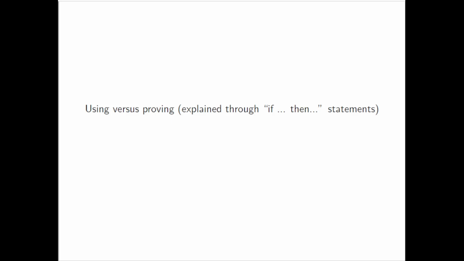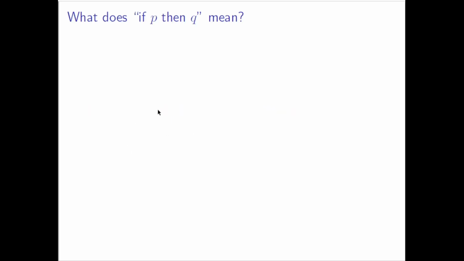Versus proving, which means here's a statement and you'd like to know whether it's true or not, and maybe you think it's true or you've been told to show that it's true, and so then you're providing a solid argument for why that should be. The thing about using versus proving is that they're always done differently. So let's look at this in the context of if P then Q. First of all, what does if P then Q even mean? That's going to be important to figure out first.